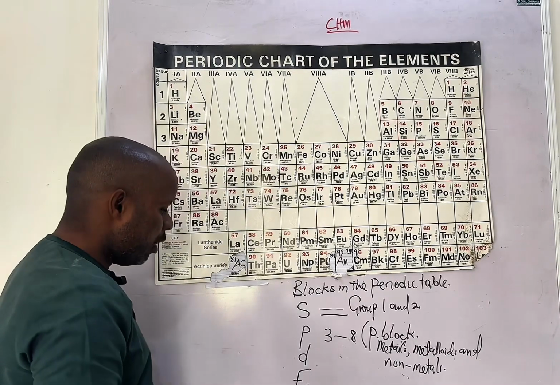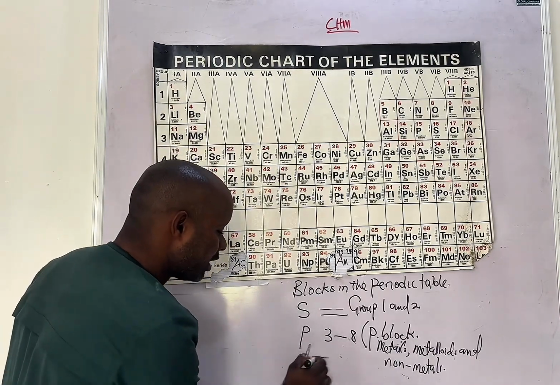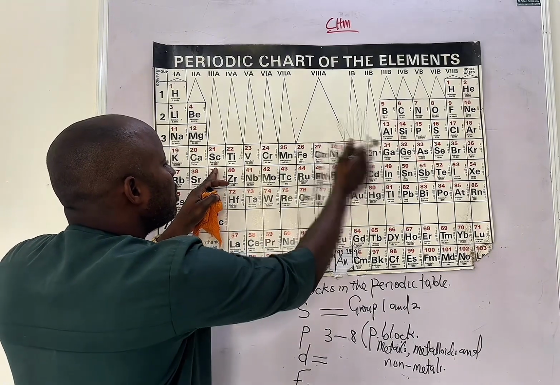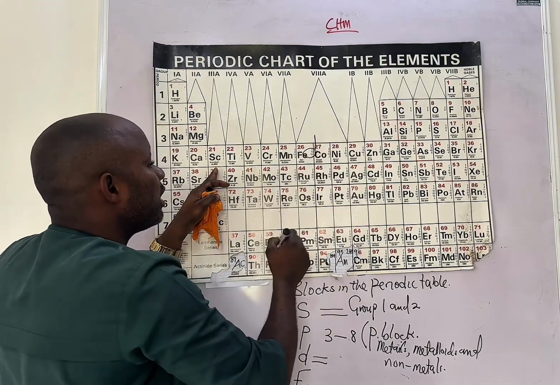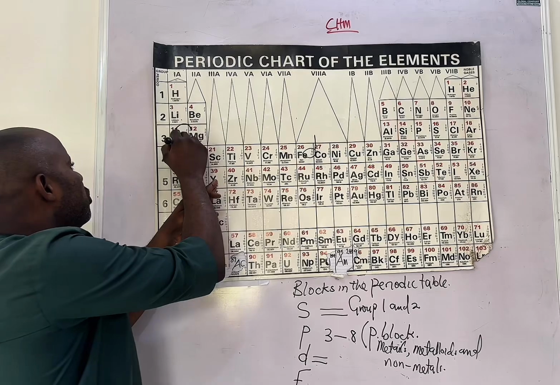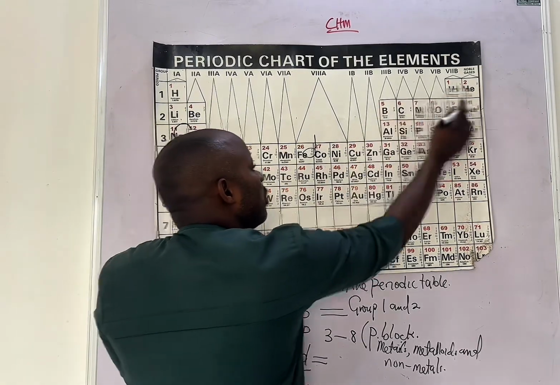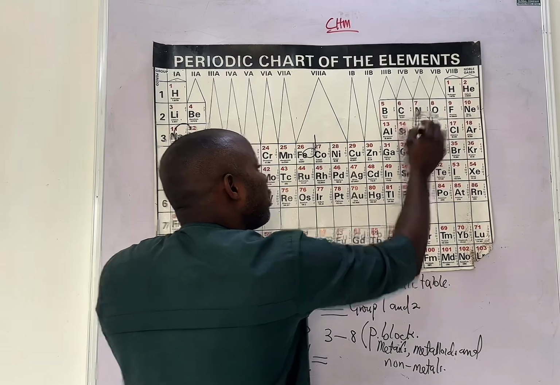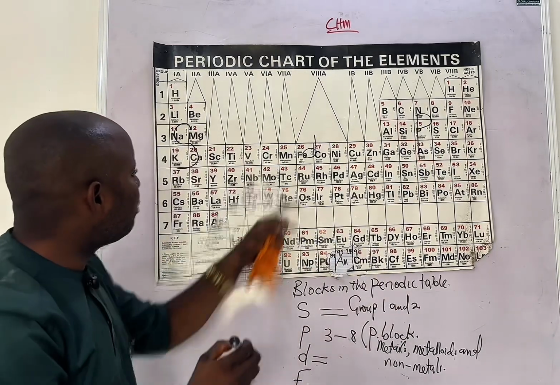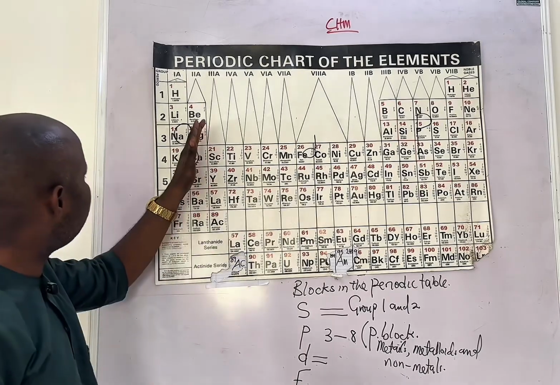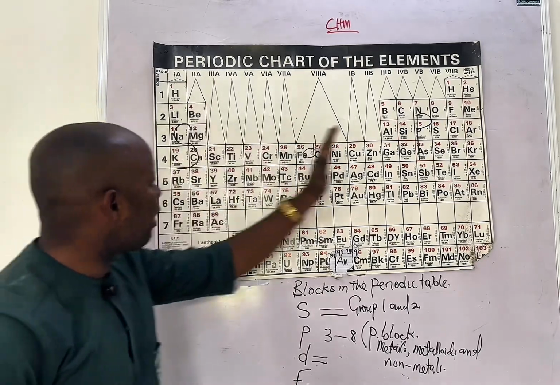So in this group, we say the D block, which is known as the transition metals, is this 10 block. They are known as the D block. While here, group 2 and group 1, they are known as S block, while this group 3 to 8, they are known as the P block. This D block, they are known as transition metals because they form a bridge between group 2 and group 3.